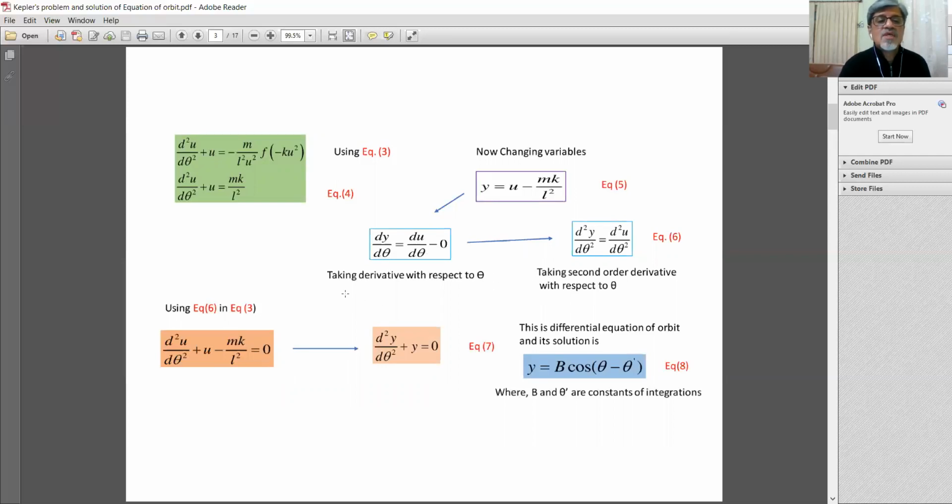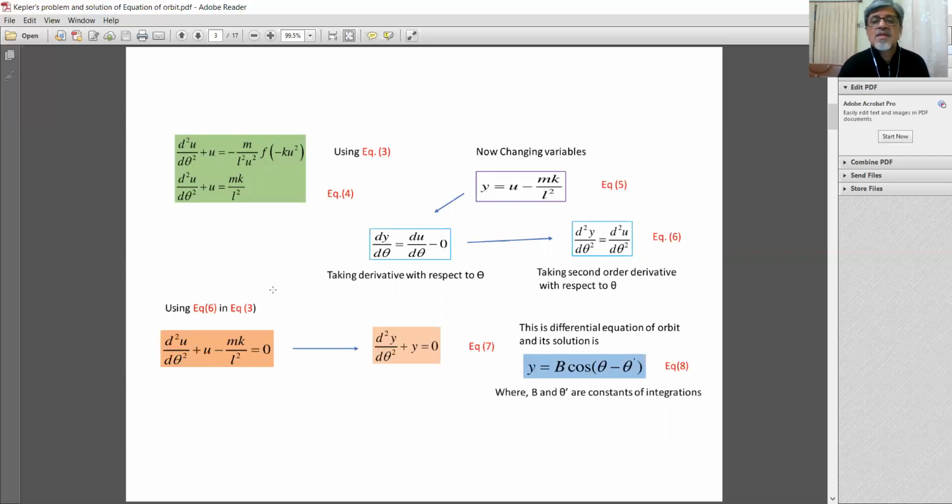Now using equation number 6 in equation number 3. Equation number 3 or 4, both are the same equation. So we rearrange the terms: d2u by d theta square plus u minus mk divided by L square equal to 0. So that is rearranging equation number 4.